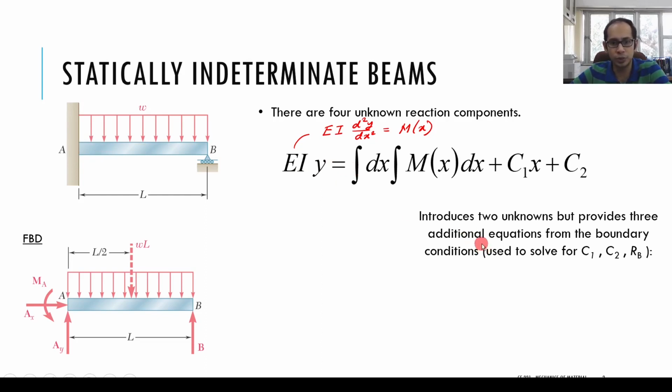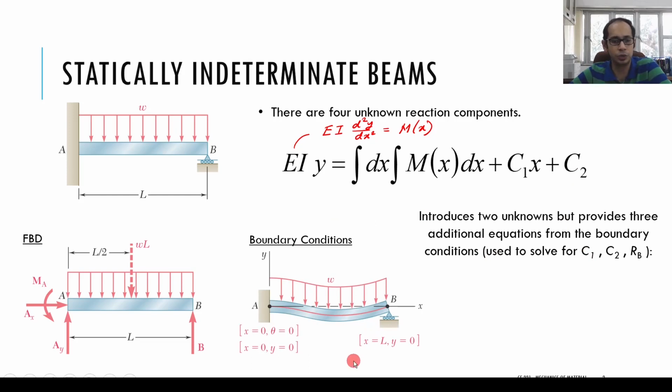So although you are introducing two more unknowns, you are providing three additional equations. And this picture essentially shows you that at x equals 0, theta, that is dy/dx, is 0, y equals 0, and at x equals L, y equals 0.